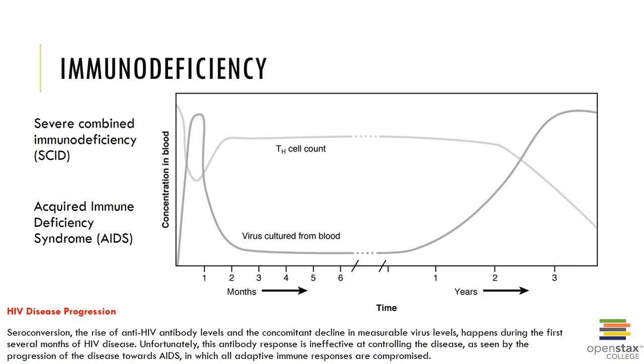Acquired immune deficiency syndrome, or AIDS, is caused by the human immunodeficiency virus, HIV, and is a condition that destroys the helper T cells, thereby depressing cell-mediated immunity. Most patients die of opportunistic infections like the flu or pneumonia if they have AIDS. And you can also see the progression of the disease over time in the slide and how that impacts the T helper cells.